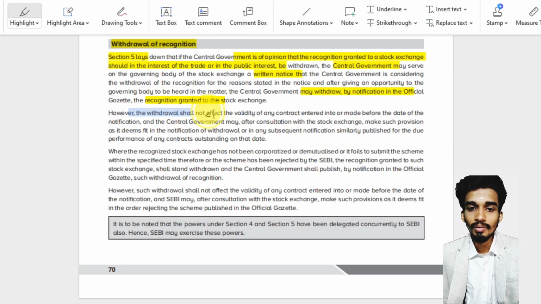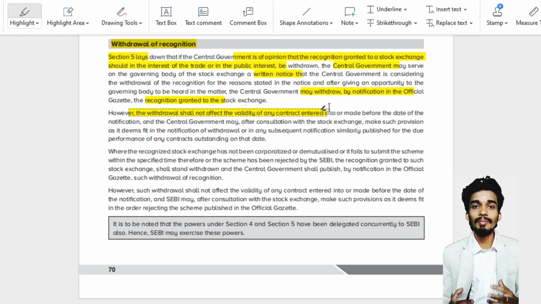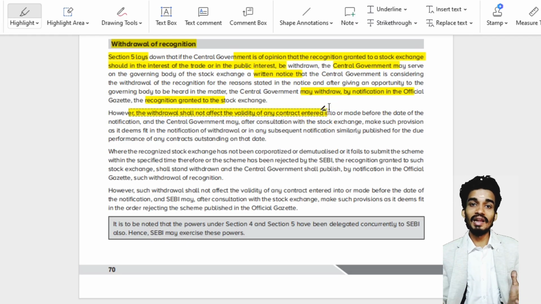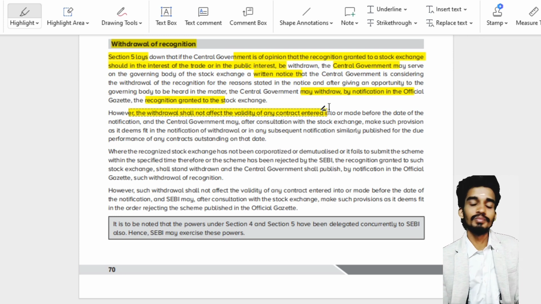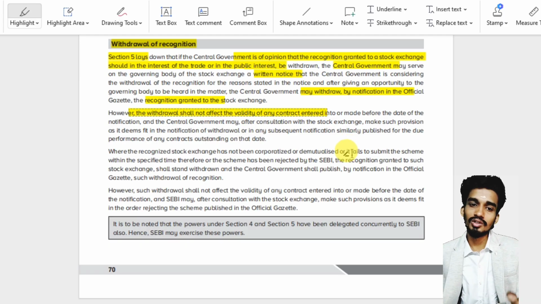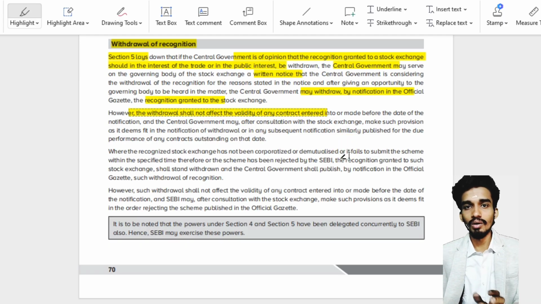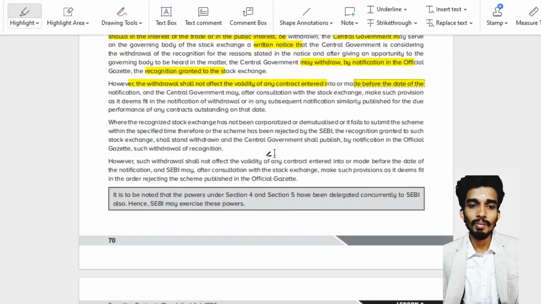Whenever the stock exchange is being withdrawn, what happens to your contract which has been created before such withdrawal? Here they are clearly stating that there is no effect. So it should be valid even after the withdrawal of recognition, maybe before the date. So there is no effect on the validity of any contract.